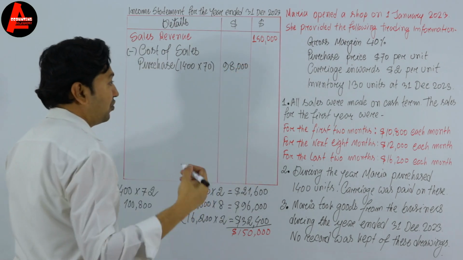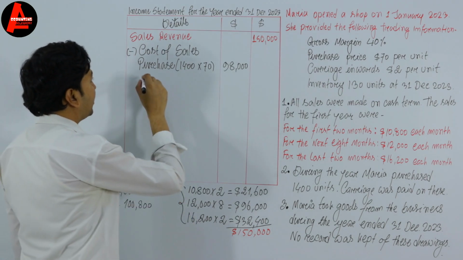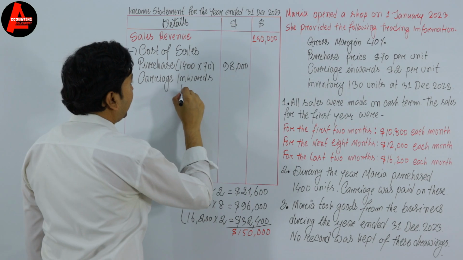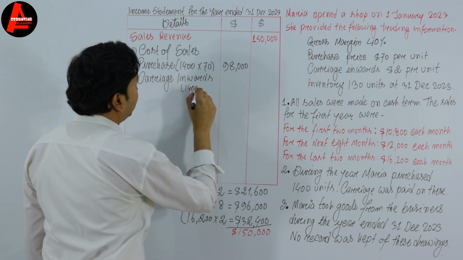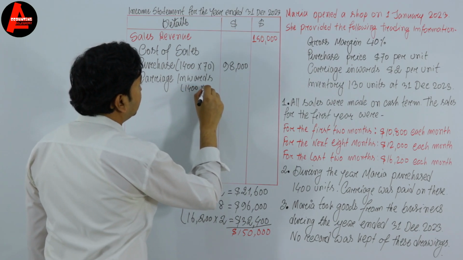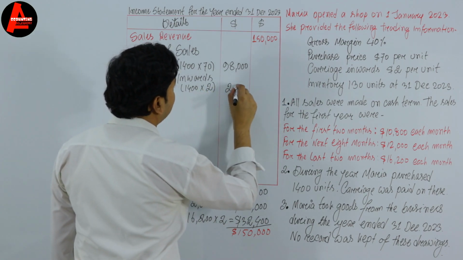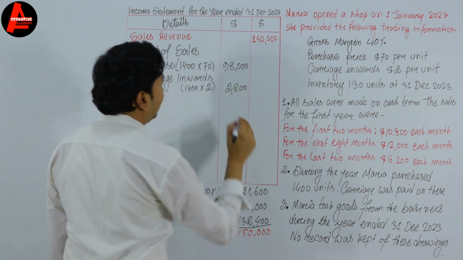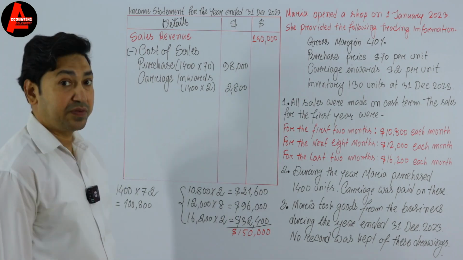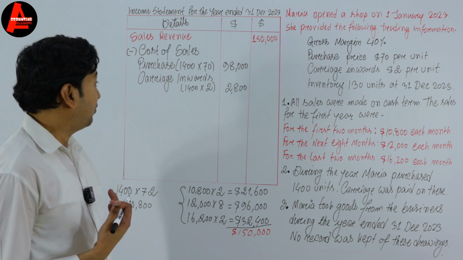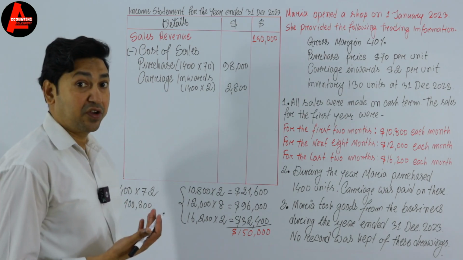$98,000. So we can write separately plus carriage inwards. So here again 1,400 units times $2. So here we get $2,800. Okay, so carriage plus purchase. Good. Now what to do? Now we have to subtract goods for own use.